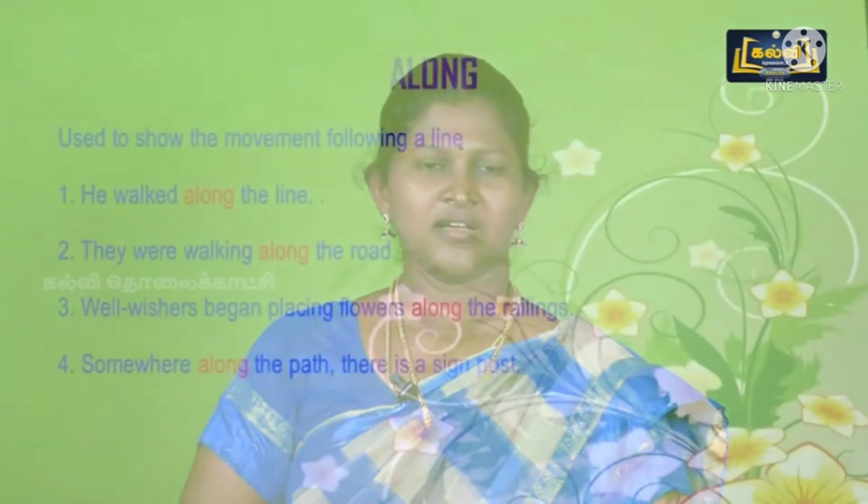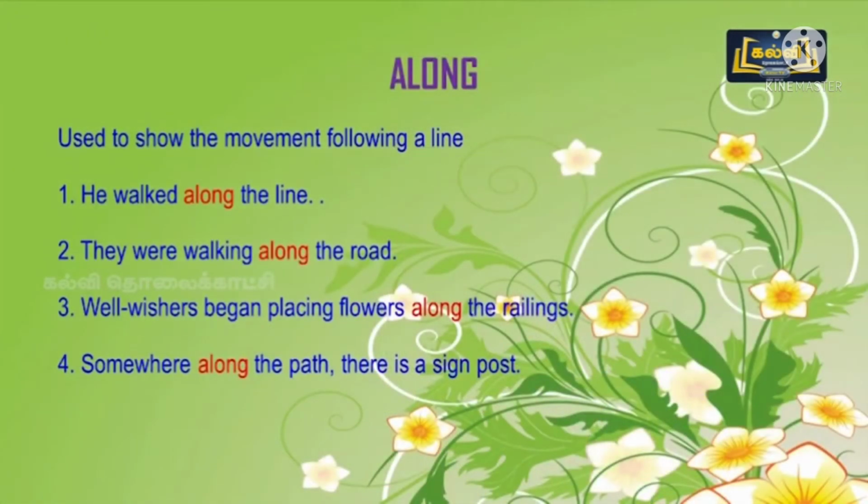Then another famous preposition, along. It is used to show movement following a line. First example is, he walked along the line. Second one, they were walking along the road. Well-wishers began placing flowers along the railings. Somewhere along the path there is a signpost.